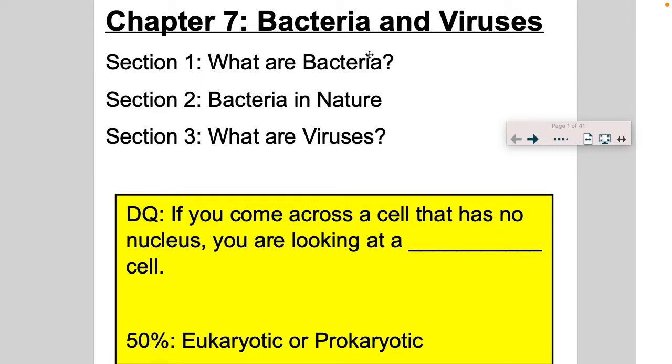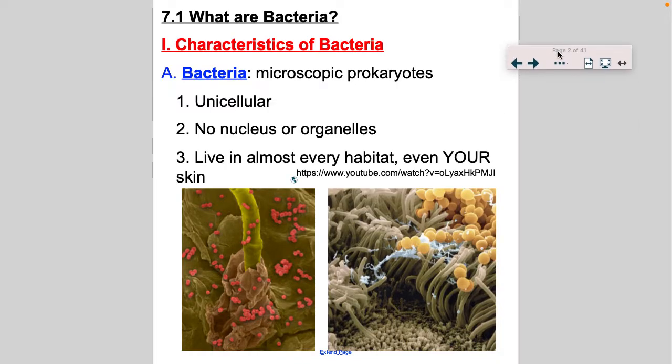So I'm actually going to break up section 1 into multiple lectures here, actually 2 lectures, one covering bacteria and the other covering archaea. So the characteristics of bacteria is that they are microscopic. Okay, they're small. You need a microscope to see them. They're also prokaryotes. And remember, prokaryotes means like before the nucleus, they don't have a nucleus. Okay, so these are organisms that were around before the nucleus developed in the tree of life. They are one-celled, unicellular, no nucleus or organelles, and they live in almost every habitat, even on your skin.